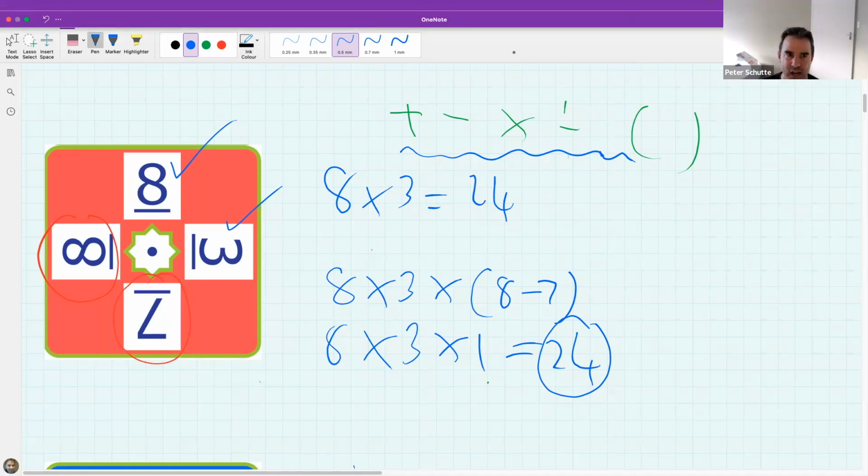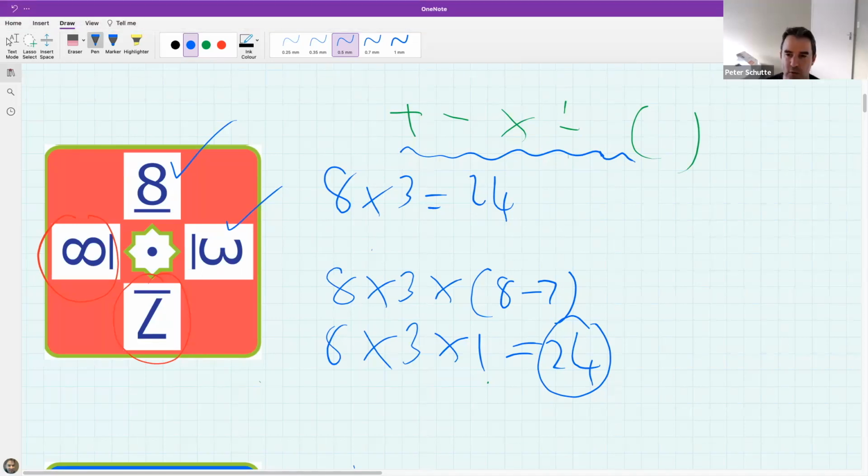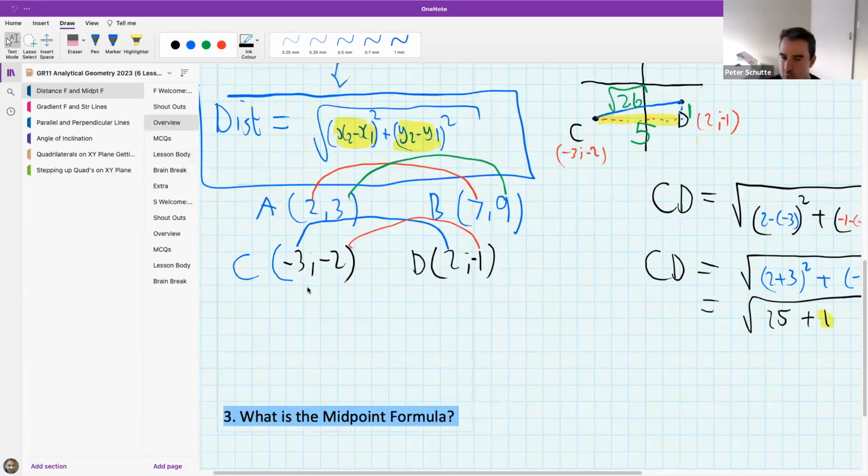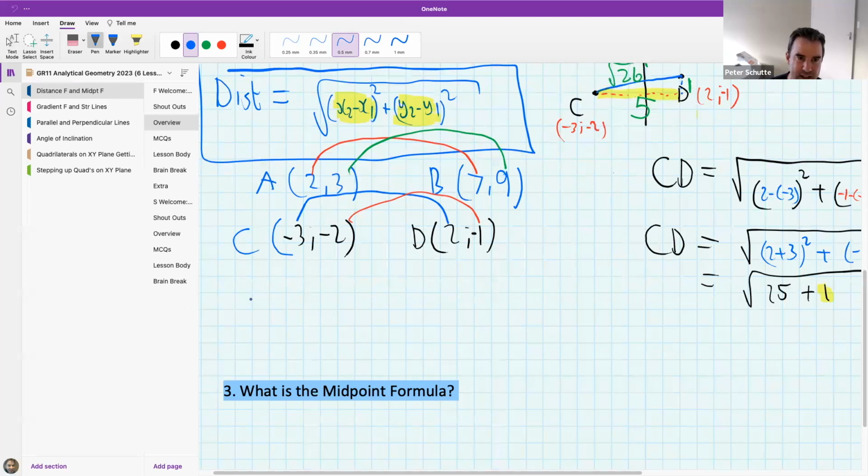Sweet. Okay, I tell you what, I hope that you're feeling a little bit more unwound and ready for a second half of maths. Let's head back to what I was doing. So let's do one more distance formula question.